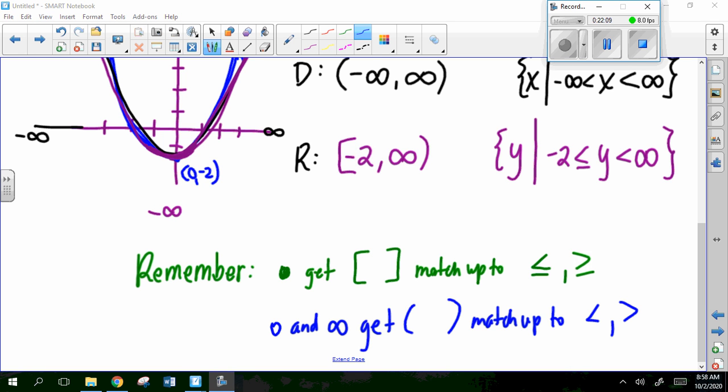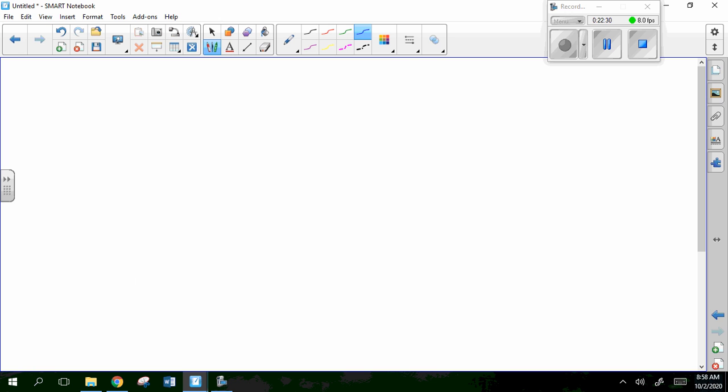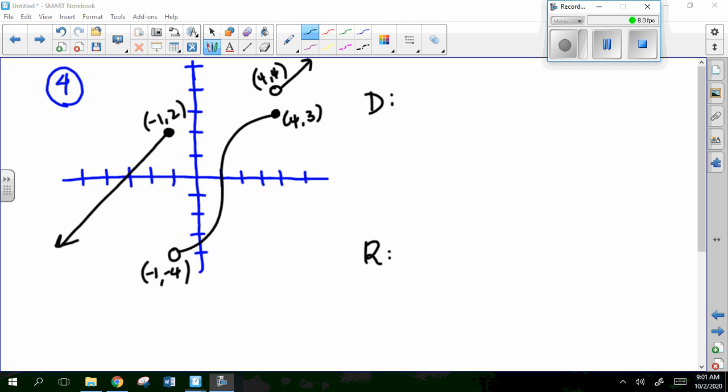Now we're going to look at some graphs. I'm going to give you the graph, but it's going to be in pieces, which means it's technically a piecewise function. Then we're going to try to figure out the domain and range, all right? So you can call this number 4. And for those of you watching this video, I'm going to pause it while I actually draw the graph.